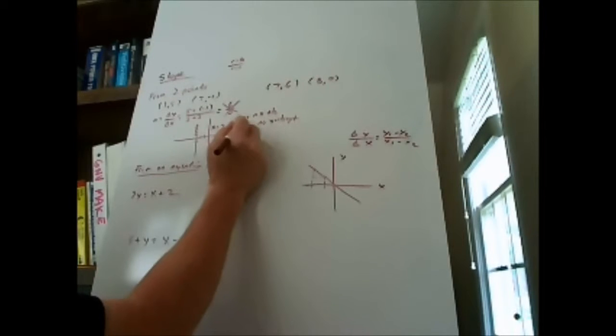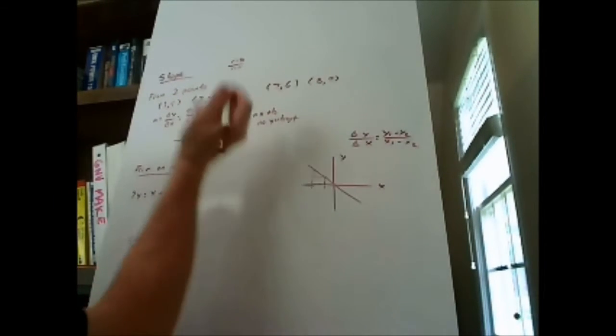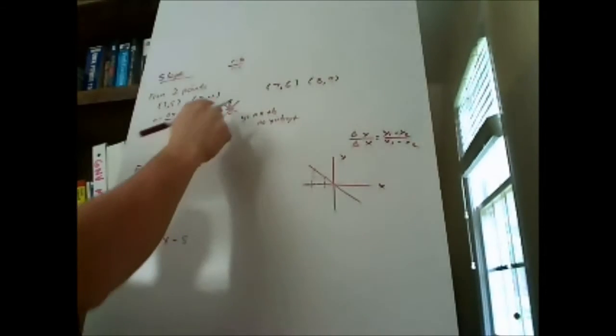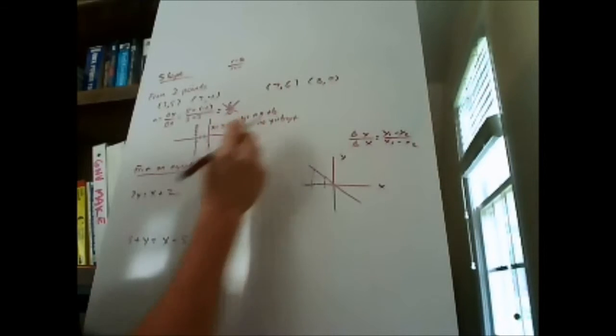And there is no slope to this because there's no relationship here. X equals 3 is the only thing you have. There's no slope. 6 over 0 is undefined. There's no slope. All right.